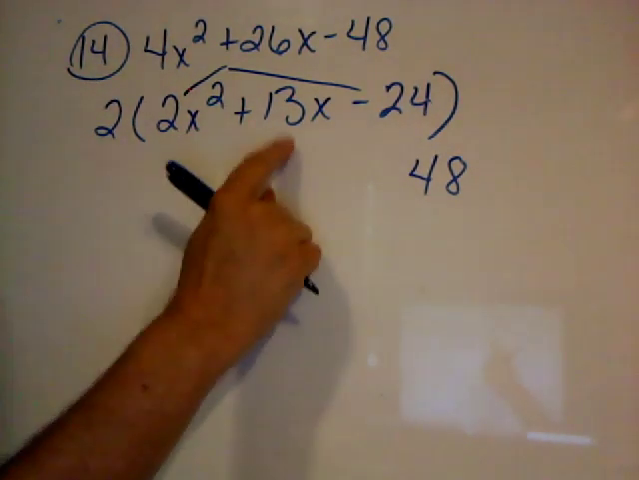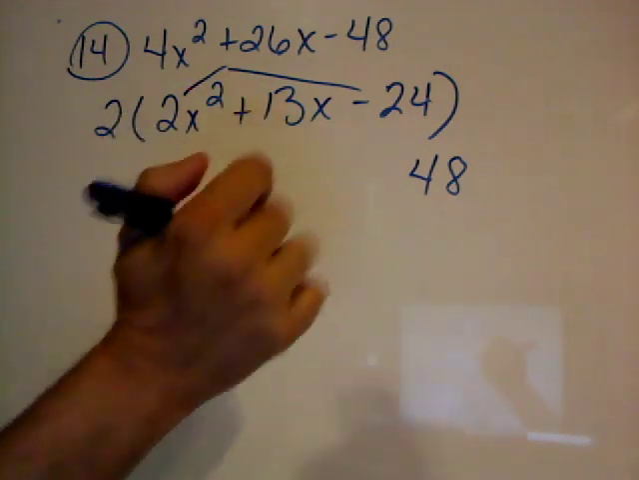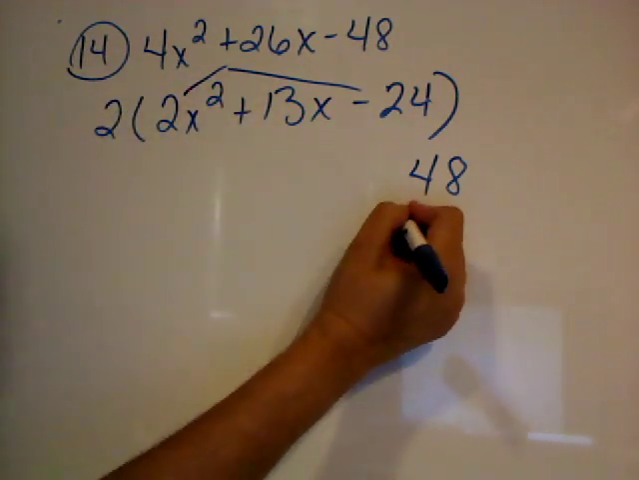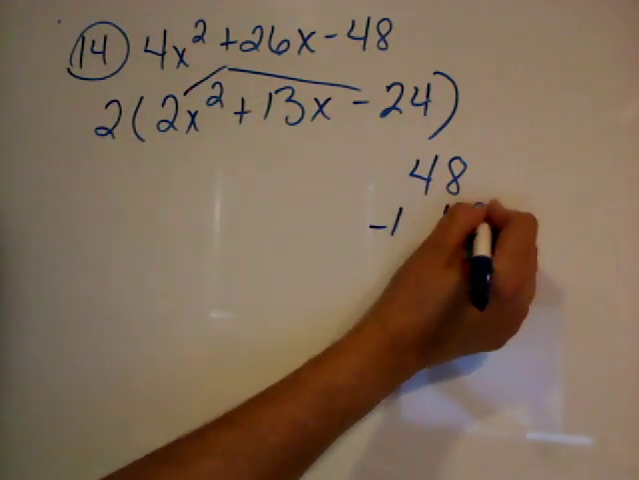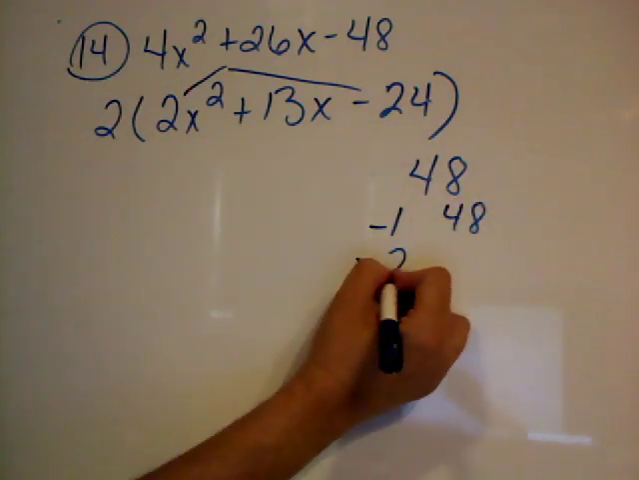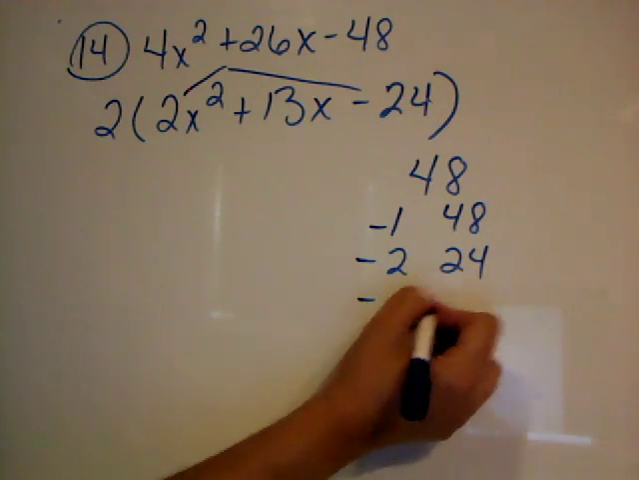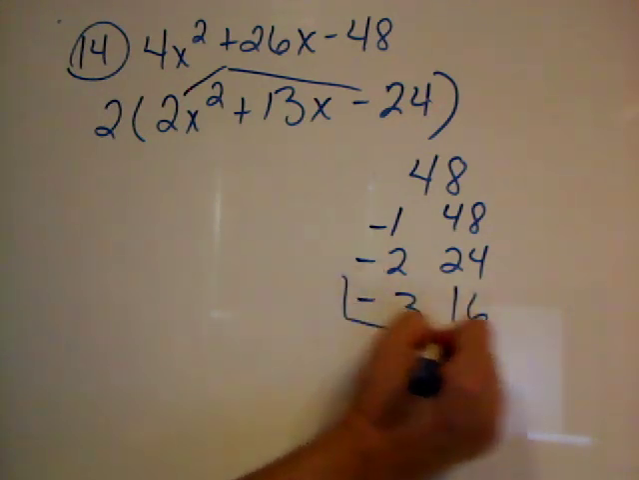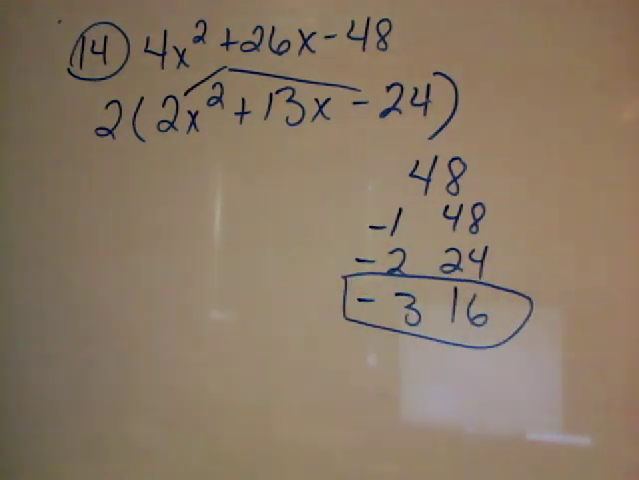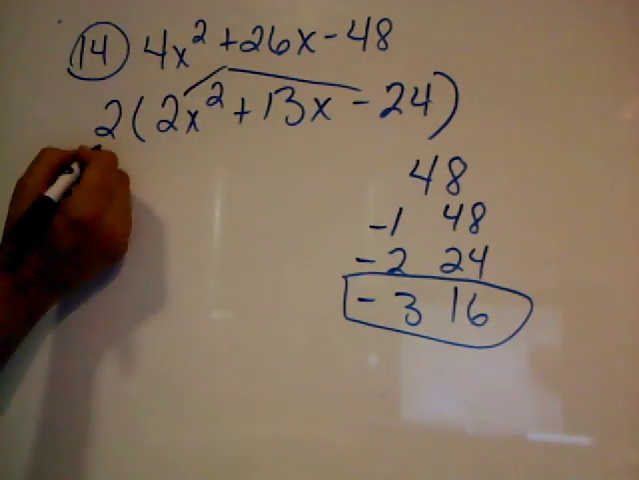Excuse me, when I subtract them I get 13. Okay, so I'm going to start with a -1 and 48. That won't work. -2 and 24. -3 and 16, and you see right here we have found it, because 16 minus 3 would give me my 13. Now, don't forget this 2.